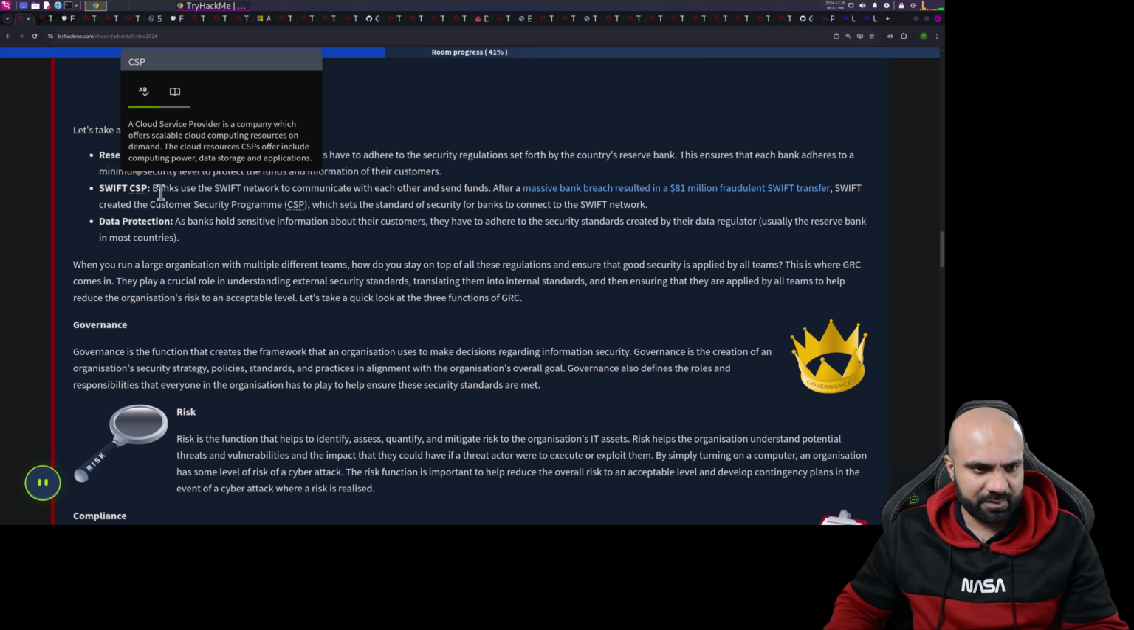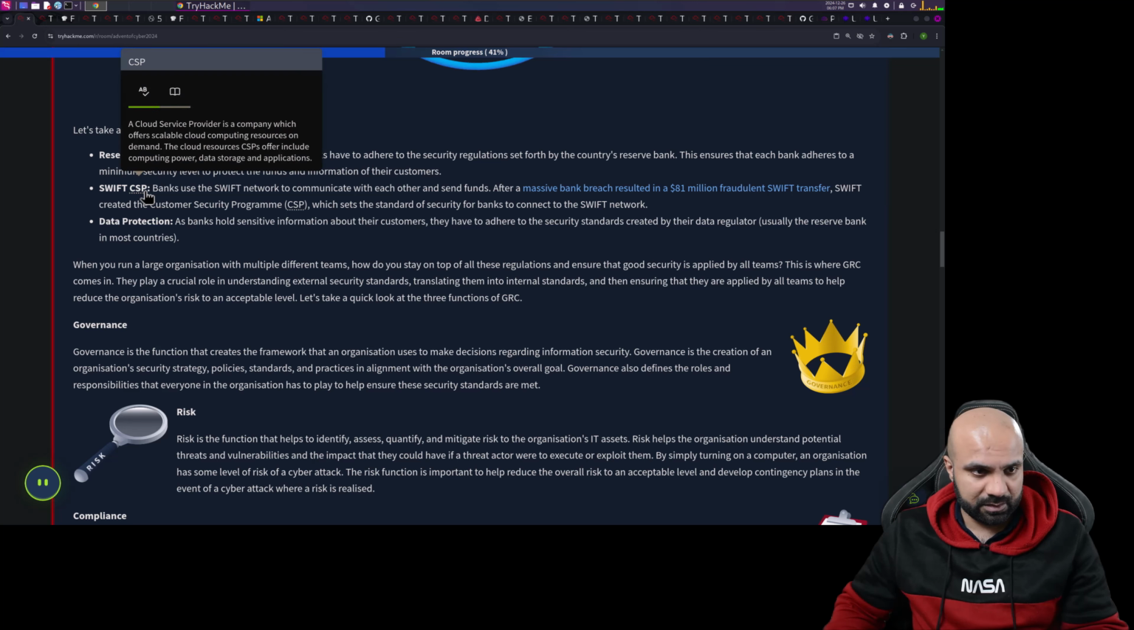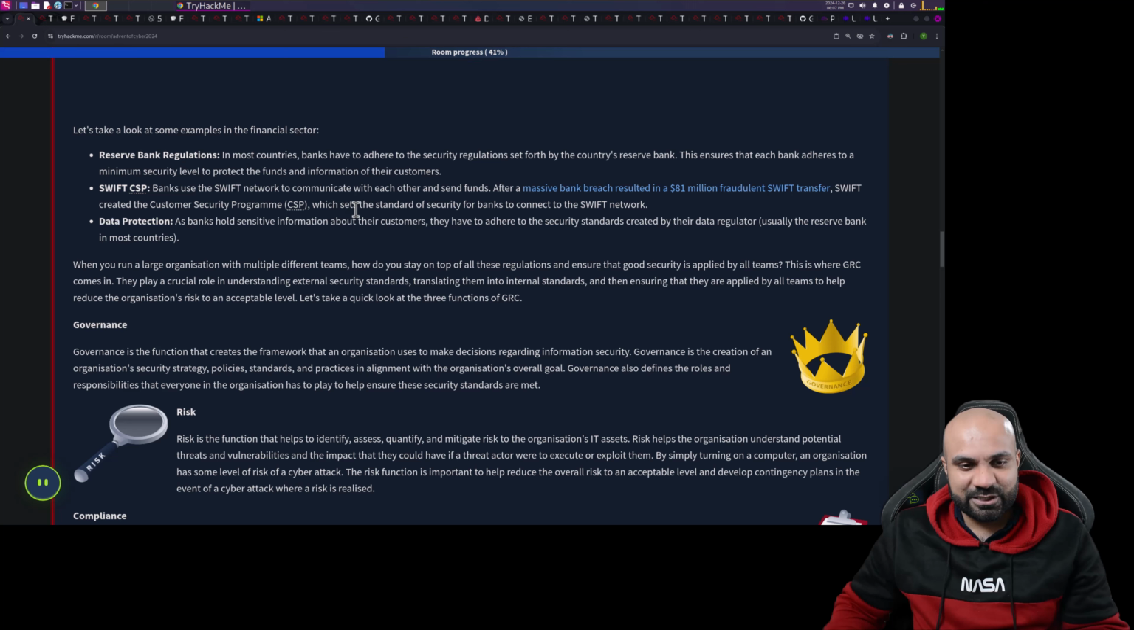SWIFT CSP. This is a cloud service provider now? This should be something else. Banks use the SWIFT network to communicate with each other and send funds. After a massive bank breach resulted in 81 million dollars in fraudulent SWIFT transfers, SWIFT created the Customer Security Program. So this is CSP, Customer Security Program, not cloud service provider, which sets the standard of security for banks to connect to the SWIFT network.